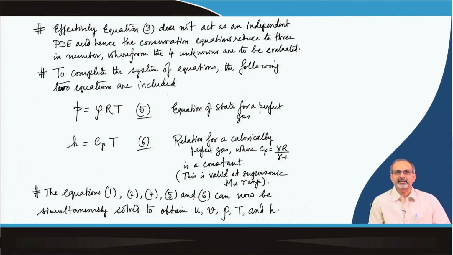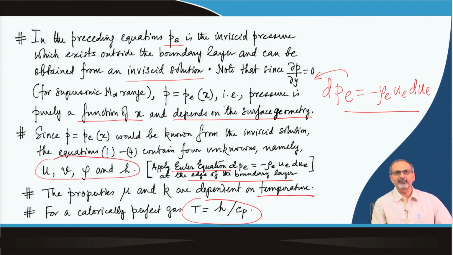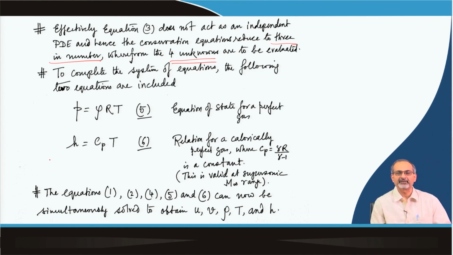Effectively, equation 3 does not contribute anything independently. So, it does not act as an independent PDE at all, and hence the conservation equations reduce to 3 in number effectively, since you have already replaced the pressure gradient in terms of the PE. And now it contains 4 unknowns, as we already mentioned. If you go back to the previous slide, these are the unknowns we are talking about. So, you have one less equation effectively.